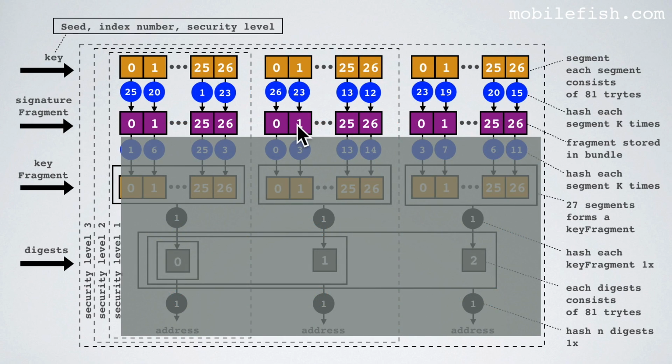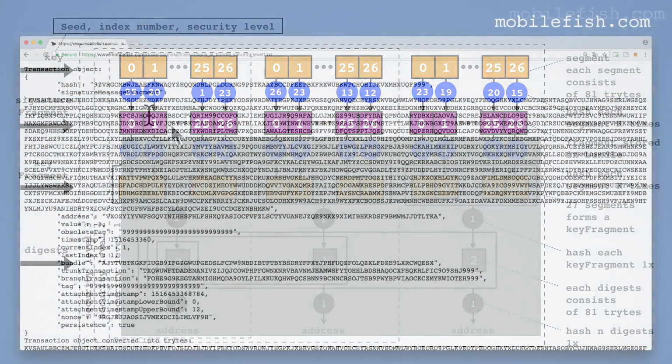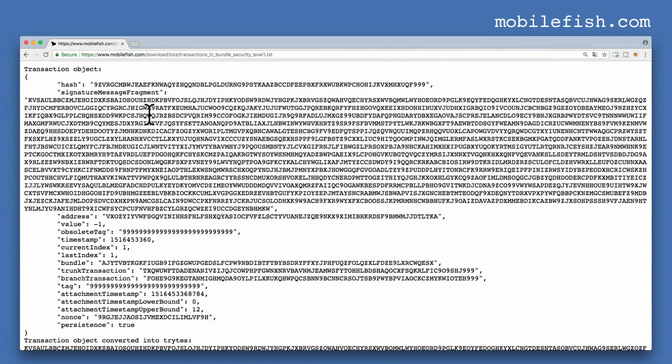To create a signature fragment, you take the key and you hash each segment k number of times. For example, this segment is hashed 20 times and you will get this part of the signature fragment. This signature fragment is in the transaction object where IOTAs are spent from, as indicated by this negative value. In this example, 1 IOTA is spent from this address.